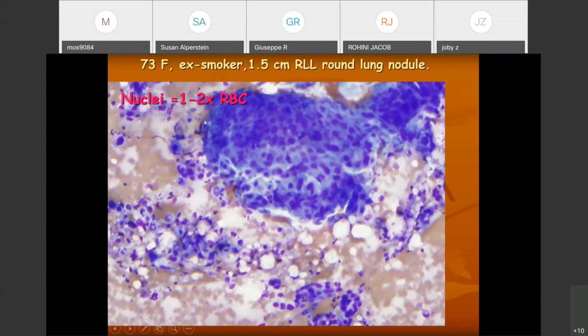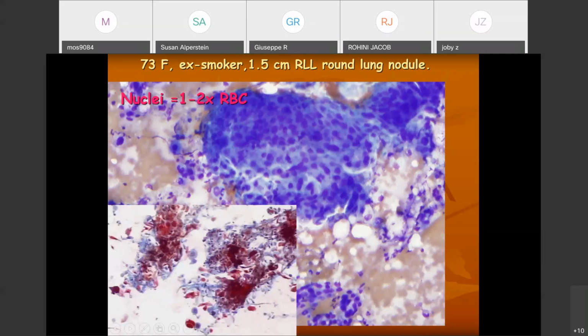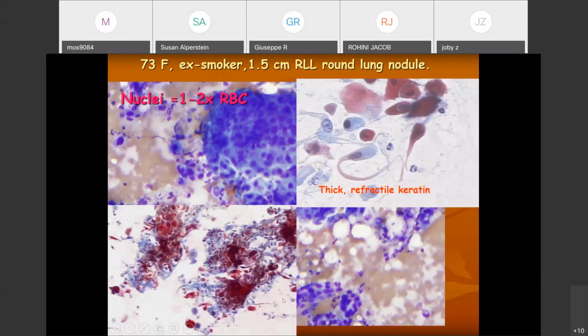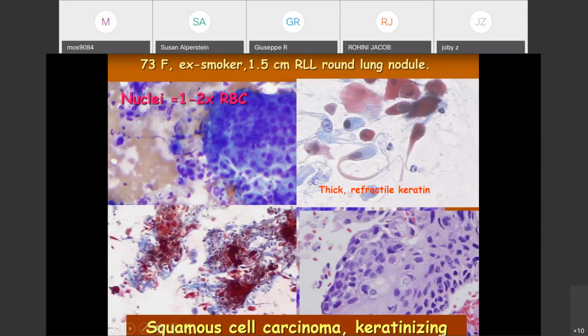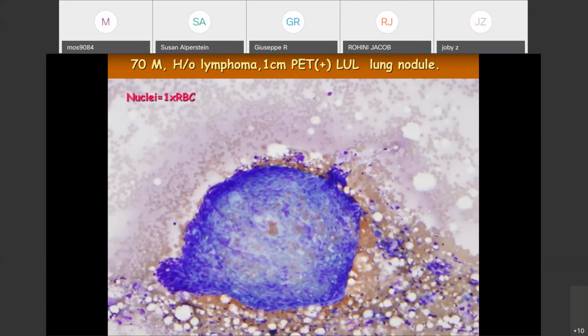And here's an ex-smoker with a round nodule, nuclear size 1 to 2x, and on ultrafast Pap, beautiful keratinizing cells. This keratin is abnormal because normal keratin is translucent. This is thick and refractile. So the keratin is abnormal. It's squamous cell carcinoma, keratinizing.